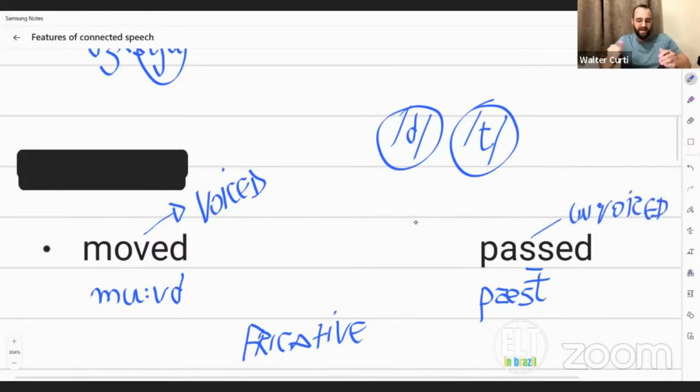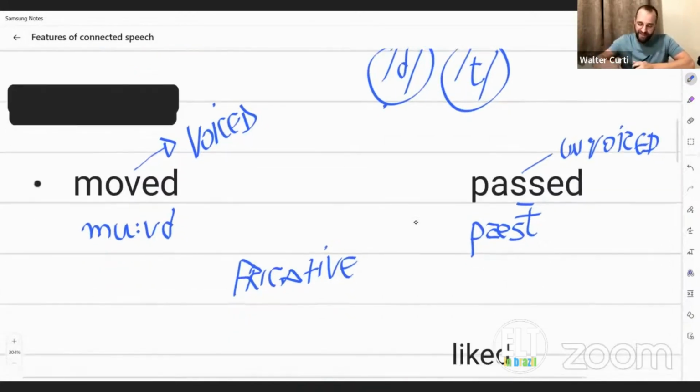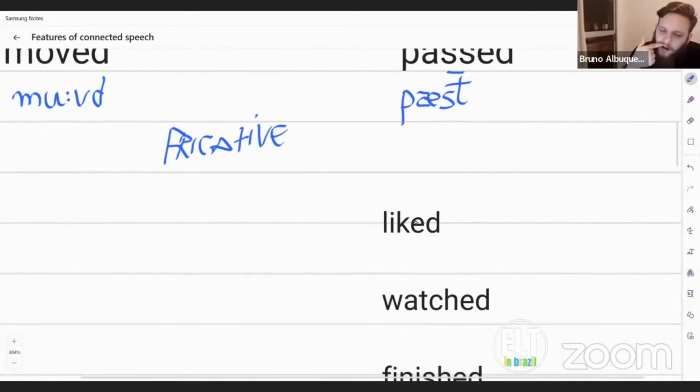And because of that, what's going to happen is that the D sound, which is an alveolar sound, has voice, so "moved." And the T has only air. It's not voiced. So because of that, you have an S, so you're going to pronounce the T. You can see that in other verbs, for example.